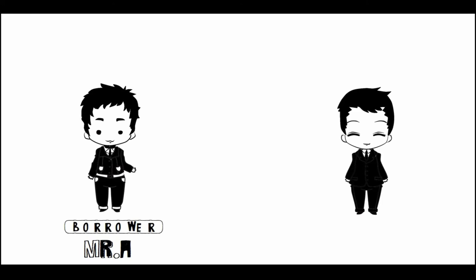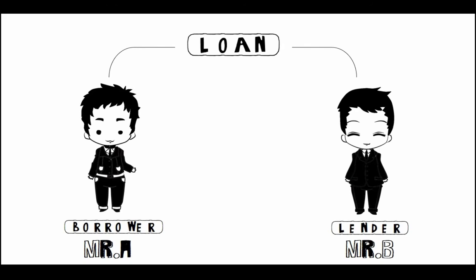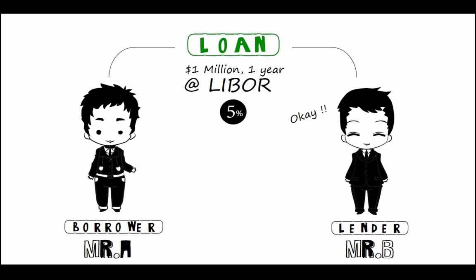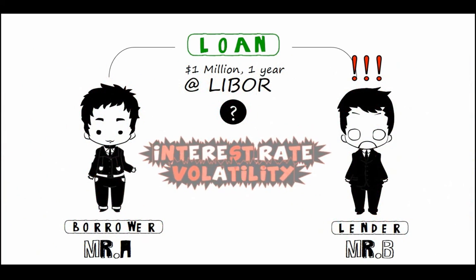Suppose there are two parties, Mr. A and Mr. B, borrower and lender. Mr. A asks Mr. B whether he can borrow 1 million for 1 year at LIBOR rate, which is now 5%. Mr. B said, okay, he will grant the loan. Then, Mr. B just realizes that LIBOR might go up or down within 1 year. So he is now facing interest rate risk.